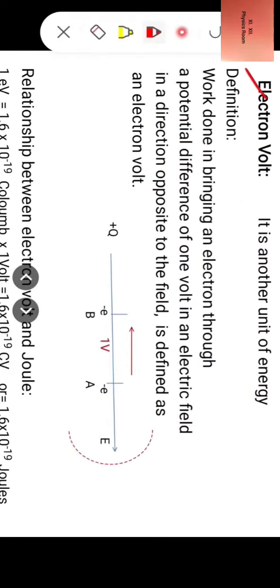Now electron volt, it is another unit of energy. Let us have its definition first. Work done in bringing an electron through a potential difference of 1 volt in an electric field in a direction opposite to the field is defined as an electron volt. I repeat, work done in bringing an electron through a potential difference of 1 volt in an electric field in a direction opposite to the field is defined as an electron volt.